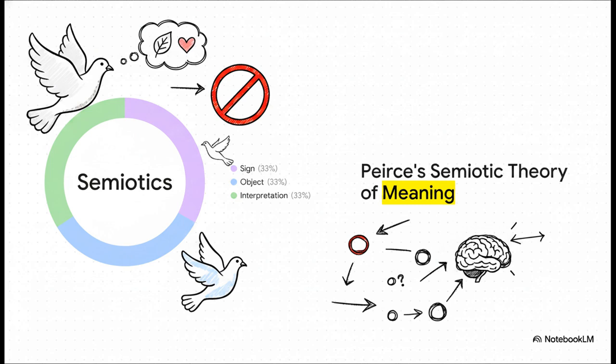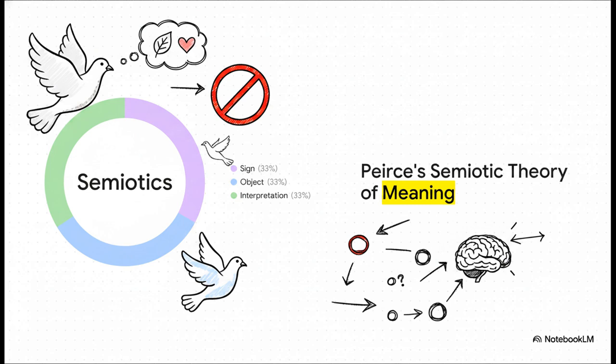This is where Charles Sanders Peirce's semiotic theory comes into play, and it's a real game changer. Peirce explains that a symbol doesn't just automatically contain meaning on its own. Meaning actually happens in 3 distinct parts: the sign itself, the object it refers to, and the interpretation made by the observer. Let's do another thought experiment to break this down. Think of a white dove.